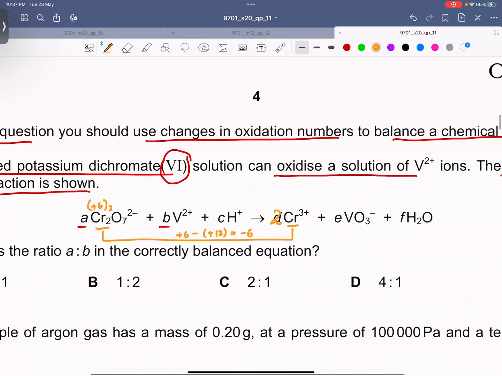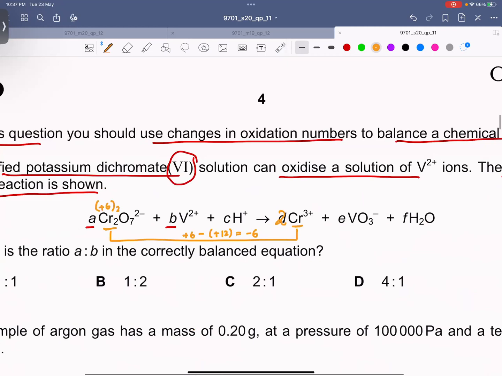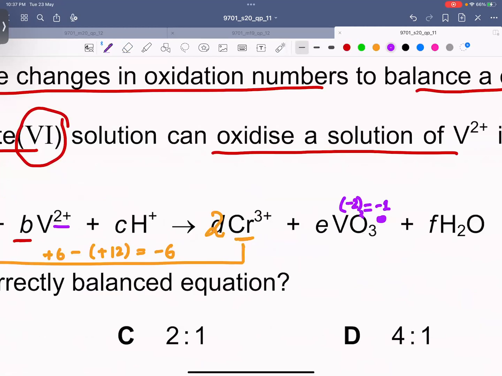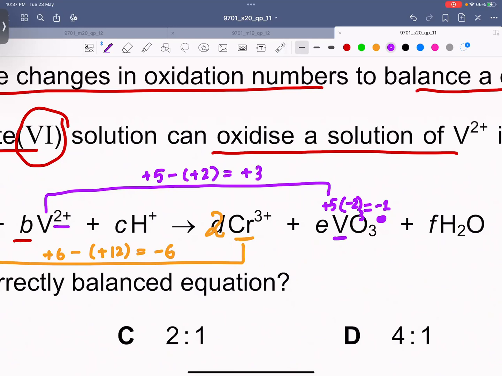Now, for vanadium, the oxidation number: the net charge on VO3 is -1, right? We know that oxygen is -2 and there are 3 oxygens, which makes it -6. The net charge is -1, which clearly indicates that vanadium is +5 over here. So the oxidation number of vanadium is changing from +2 to +5. So change in oxidation number would be +5 minus +2, which gives me +3, right?